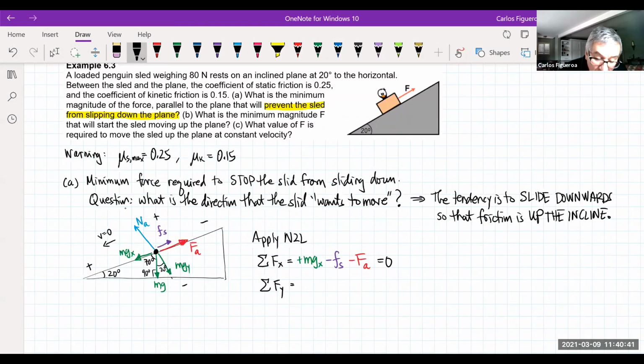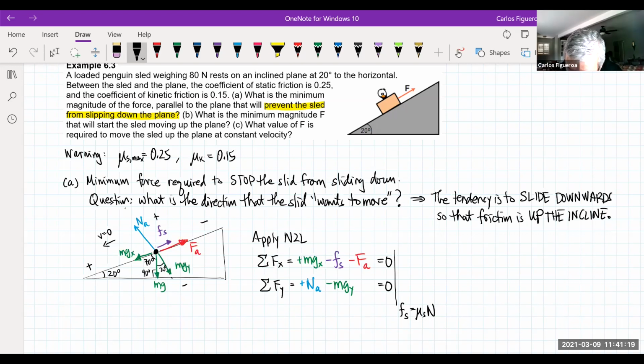When I look at this other situation, I see that the normal A is in the positive direction, and then I'm going to get minus mgy, and of course, this has to be 0. So now I'm going to break it into the components. The very first thing that I almost always do here is write my frictional force in terms of the normal. So here I go.